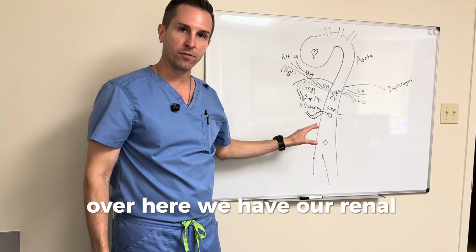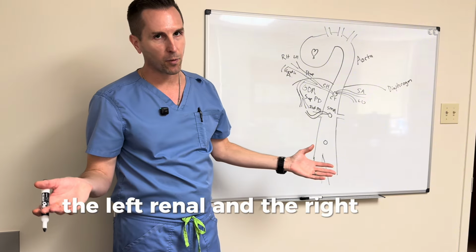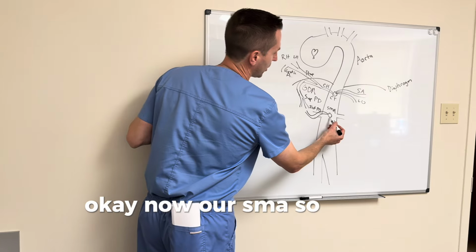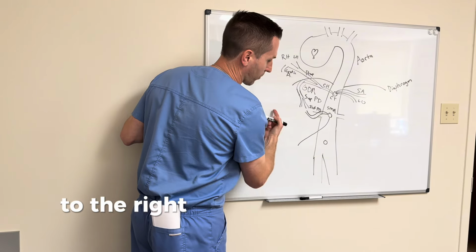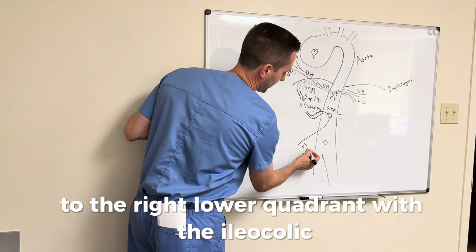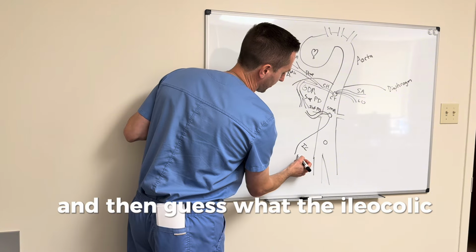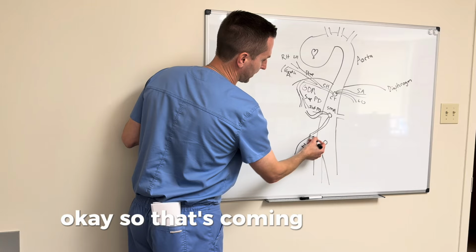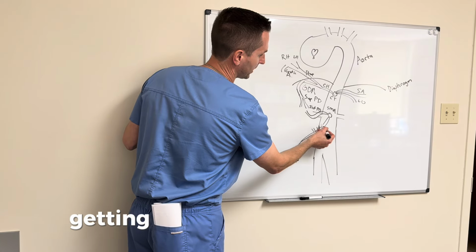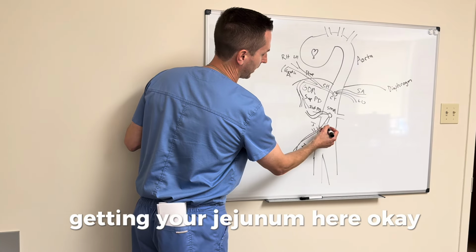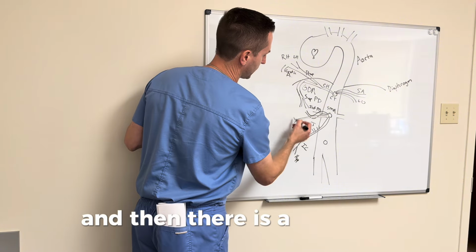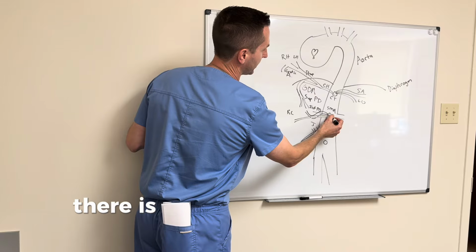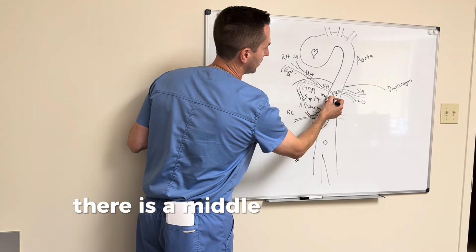Over here we have our renal vessels, the left renal and the right renal going to the kidney, okay? Now, our SMA comes down over to here to the right lower quadrant with the ileocolic, and then guess what the ileocolic gives off? Well, the appendiceal, okay? So that's coming down here. There are jejunal branches, getting your jejunum here, okay? And then there is a right colic, and then to the transverse colon, there is a middle colic.